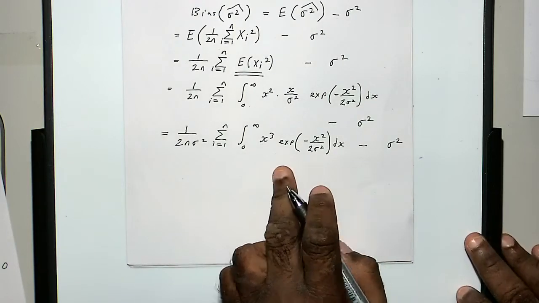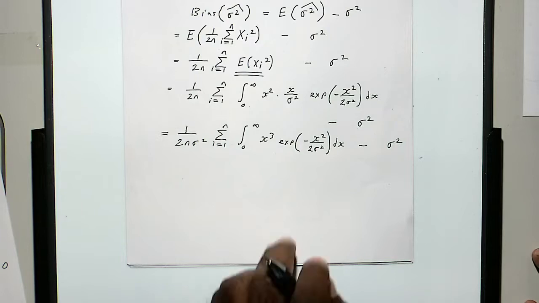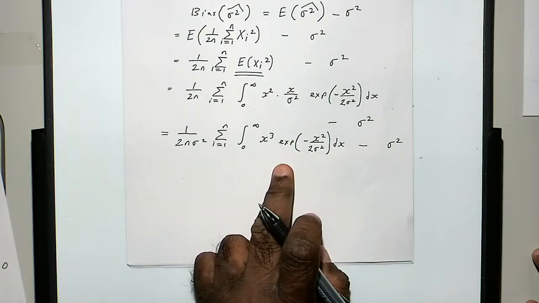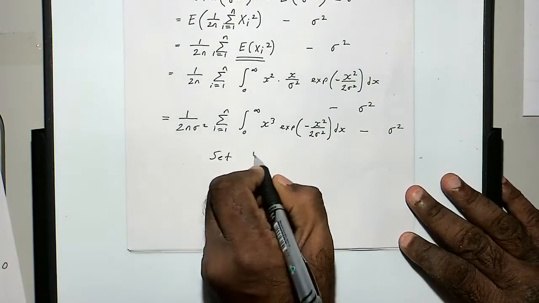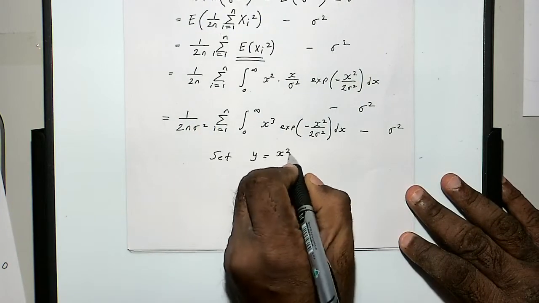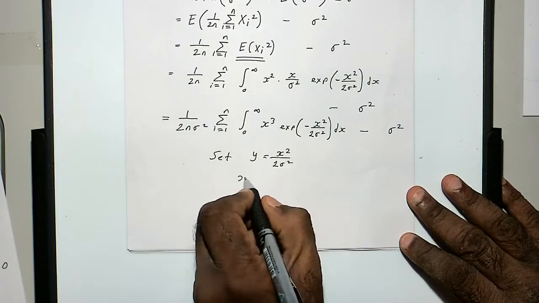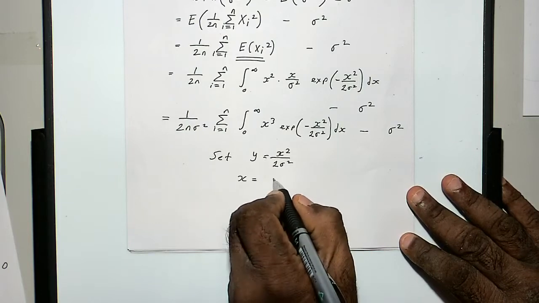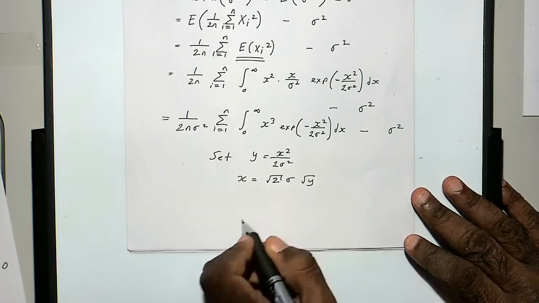Any ideas? I mean, integration is something you should have learned. You should know how to do from your calculus courses, right? So one way to do this integration is to do substitution, right? So let's set y equal to x squared by 2 sigma squared. So x will become square root of 2 times sigma times square root of y, right?